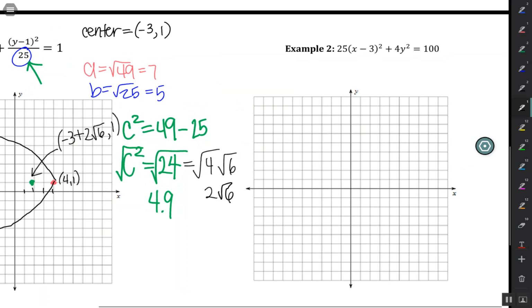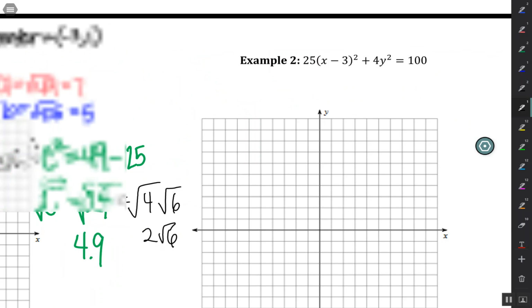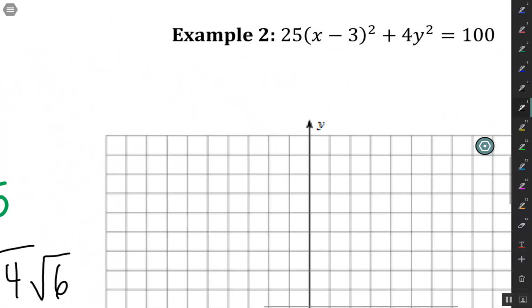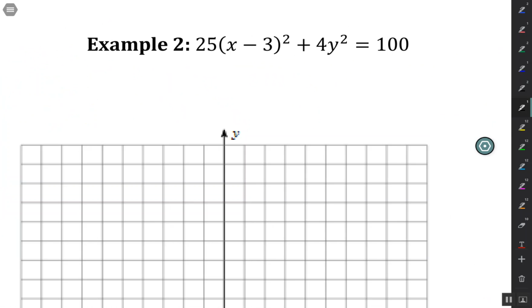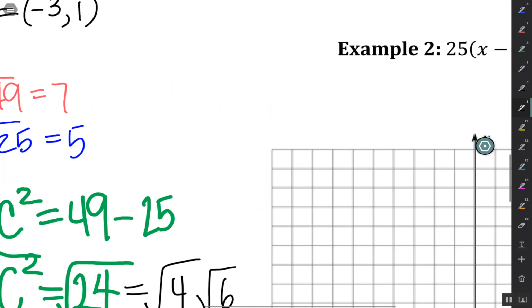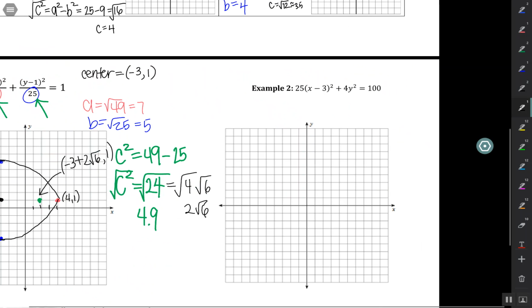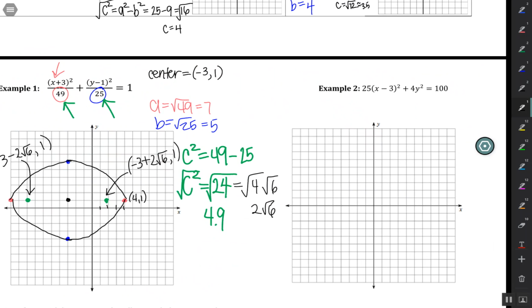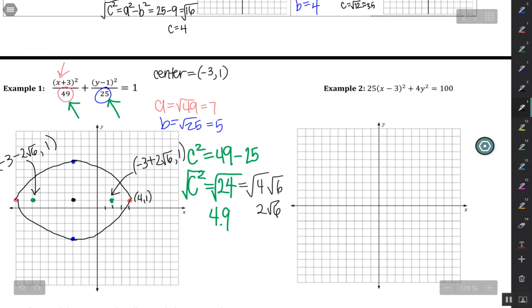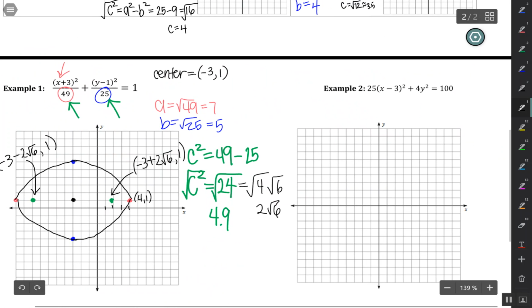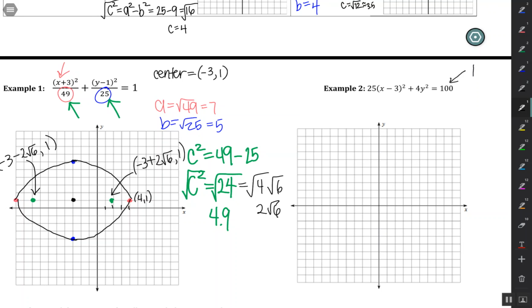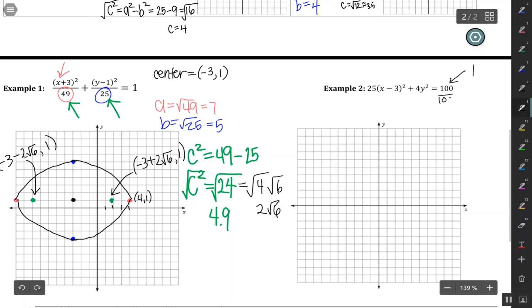Okay, let's take a look at example 2. Example 2 is not in the correct form, you may notice. Where's the a squared and the b squared? Where's the 1? You have to have that 1 in the formula. So in this case, we are going to have to fix this. This is supposed to be a 1, so we're going to make it a 1. We're not going to subtract, we're going to divide. So I'm going to divide everything by 100.